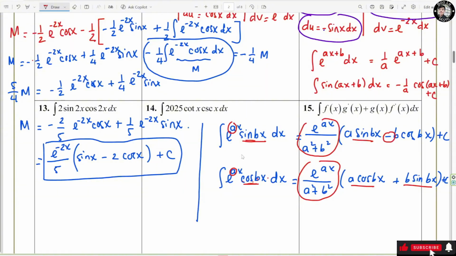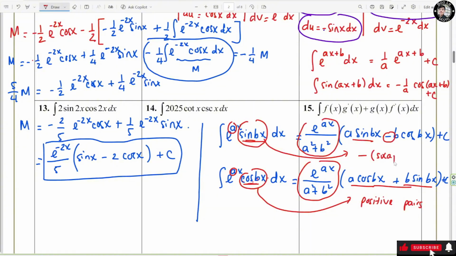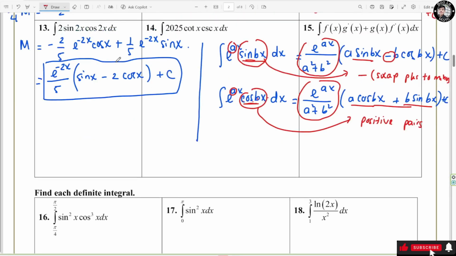Alright, so keep in mind, if cosine bs right here, then you should have the positive sign right here, right? If sine bs right here, then you should have the negative sign right here, swap plus to minus, right? Now I'm going to give you two other examples for you to practice. You're going to use integration by parts, and you're going to use the direct formula right here. Make sure they both have the same answer, right? Now, number 1, antiderivative of e to the negative 2s sine 3s ds. The second one, antiderivative of e to the 3s cosine 2s ds.